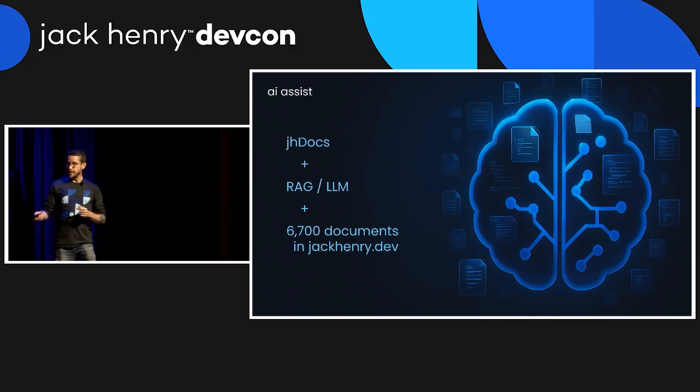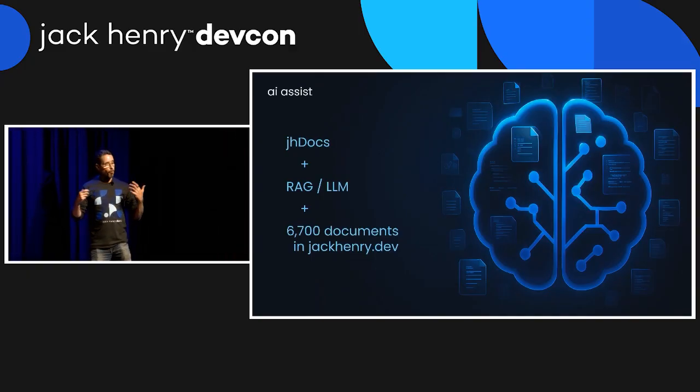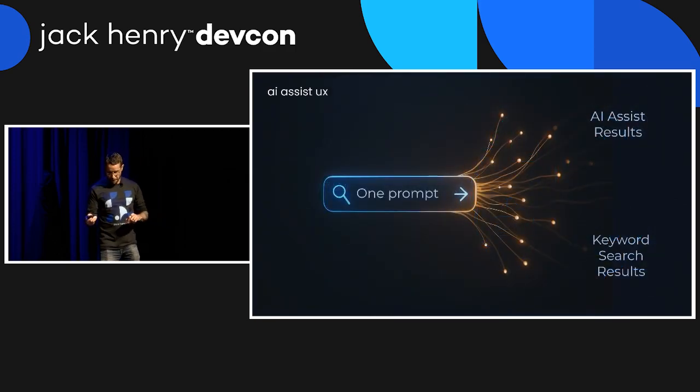So all of those 6,700 documents that are in jackhenry.dev are now in a RAG LLM AI database, a knowledge base out there. And JHDocs can talk to that now. Any JHDocs sites can talk to this LLM and provide AI Assist results.